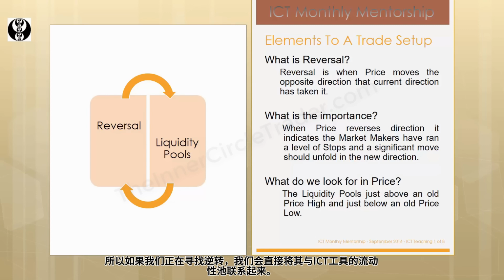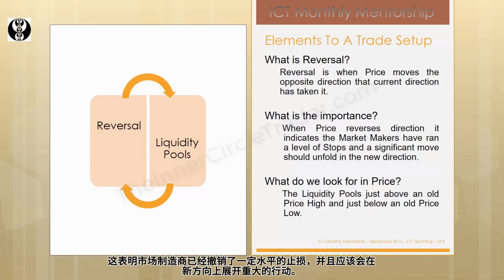So if we are looking for reversals, we're directly coupling that with an ICT tool of liquidity pools. Now, what's the importance of it? When the price reverses direction, it indicates the market makers have ran a level of stops and a significant move should unfold in the new direction. What do we look for in price? The liquidity pools just above an old high and just below an old low.